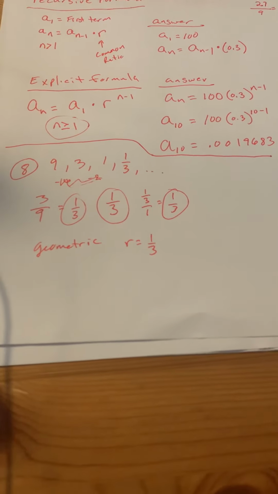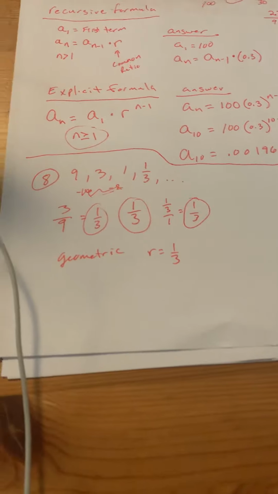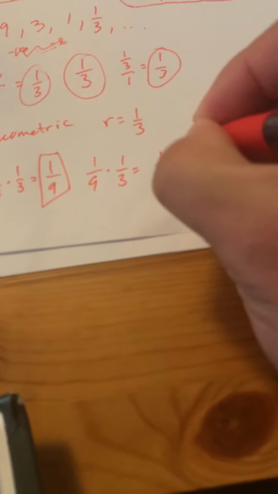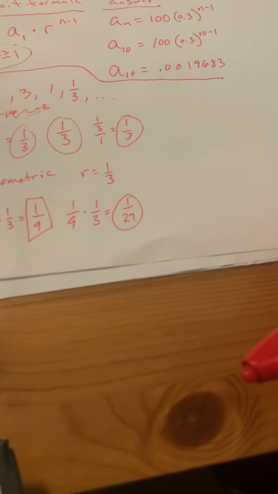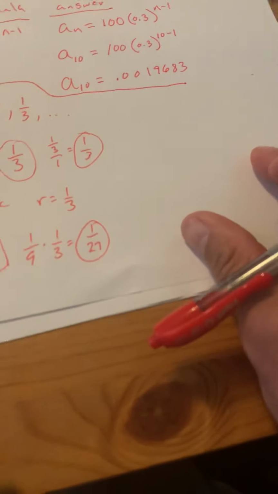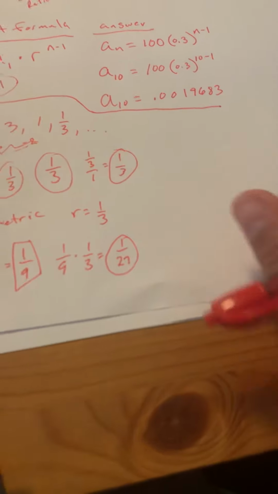And so to find the next two terms, I take 1/3 and I times it by 1/3. I get 1/9. So that's the next term. And then I take 1/9 and I times it by 1/3. And I get 1/27. And that's my next two terms in this series. So hopefully that helps you out there a little bit with number 8.